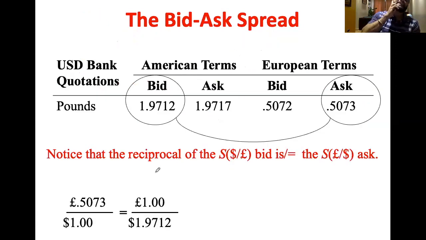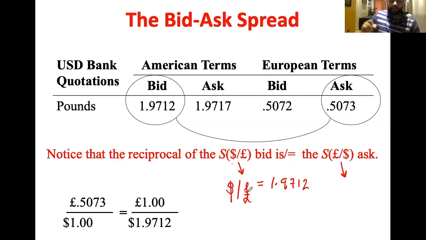Same thing, this slide explained. American terms, which is 1.972, equals this. Notice that the reciprocal of this equals the reciprocal of this. Now, what does it mean? Can you explain to me? What does it mean, dollar pounds? Anybody knows? If I write 1.9712, what does it mean? Dollar divided by pound. Tell me.